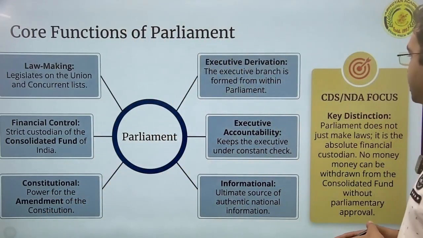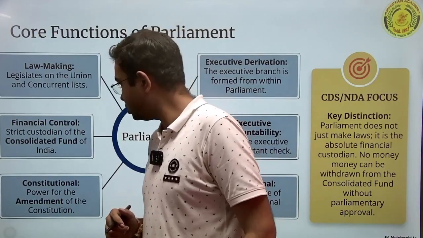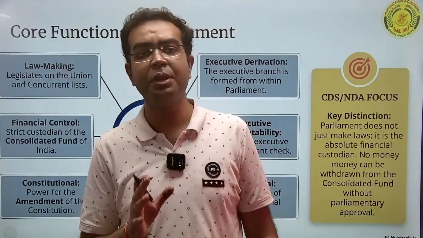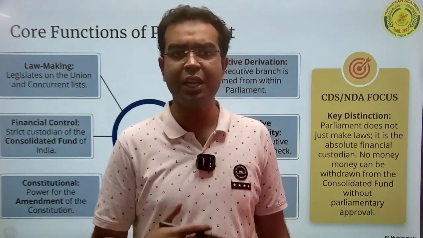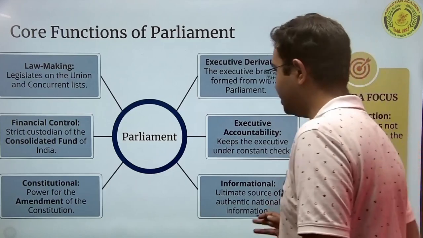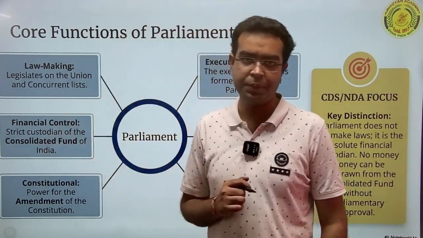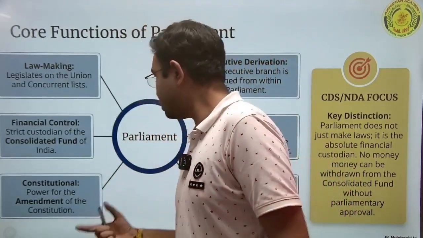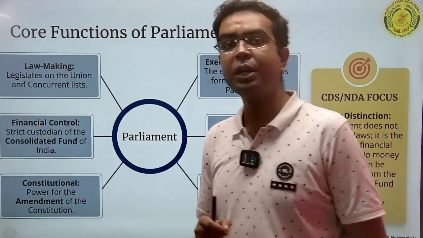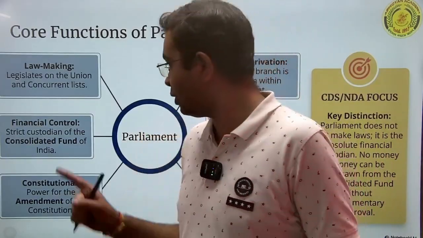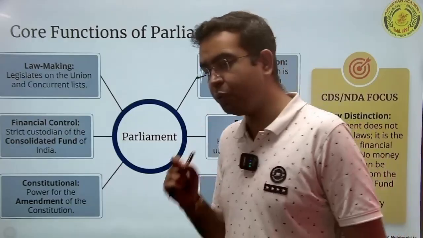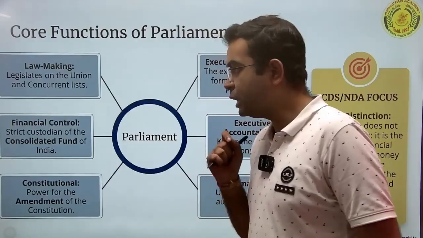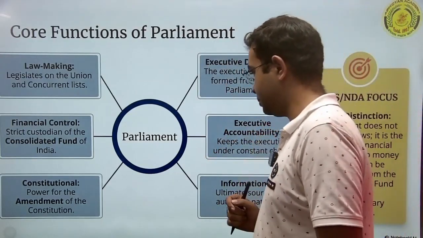Other than this, another function is financial control. All the revenues, fees, and all the money that the government collects, whether in the form of taxes, fees, fines, whatever, all the money that the government receives goes into the Consolidated Fund of India. The Parliament is the custodian of the Consolidated Fund of India. Why? Because without the approval of the Parliament, no one can withdraw even a single rupee from the Consolidated Fund of India. If you wish to take out even a single paisa from the CFI, you need to get the approval of the Parliament.